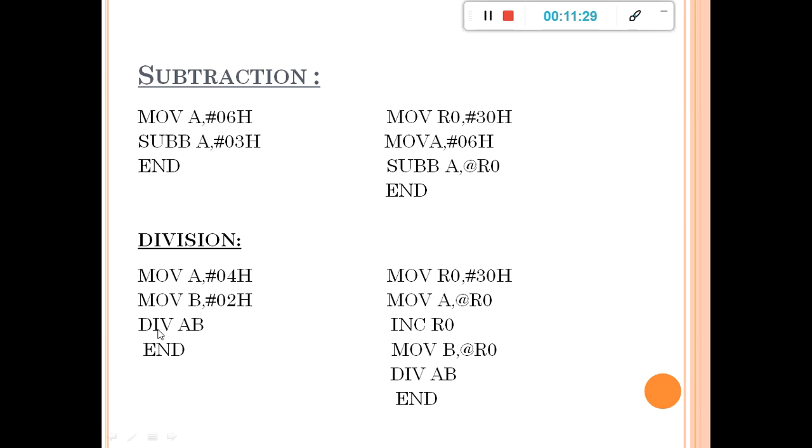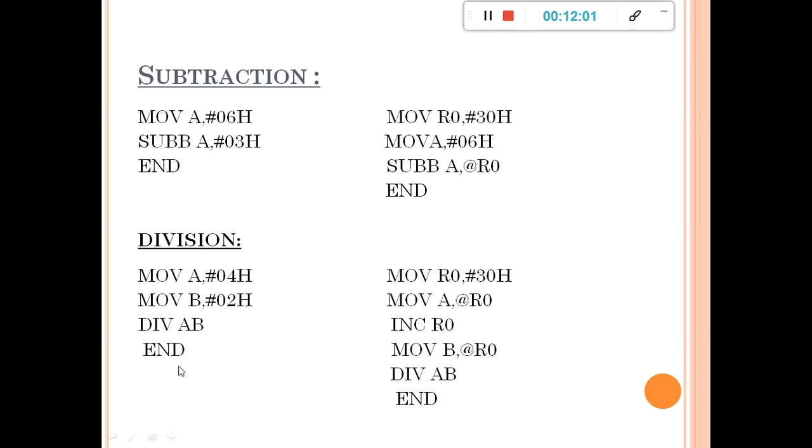To do division, you have to mention the values in the A register and B register. Both are 8-bit registers, so you have to mention an 8-bit value in A and even in B. Now 4 is moved to the accumulator, then 2 is moved to the B register. When you execute DIV AB, the A value will be divided by the B value, not B by A. It is A by B. So now the A value 4 divided by 2 means 2.